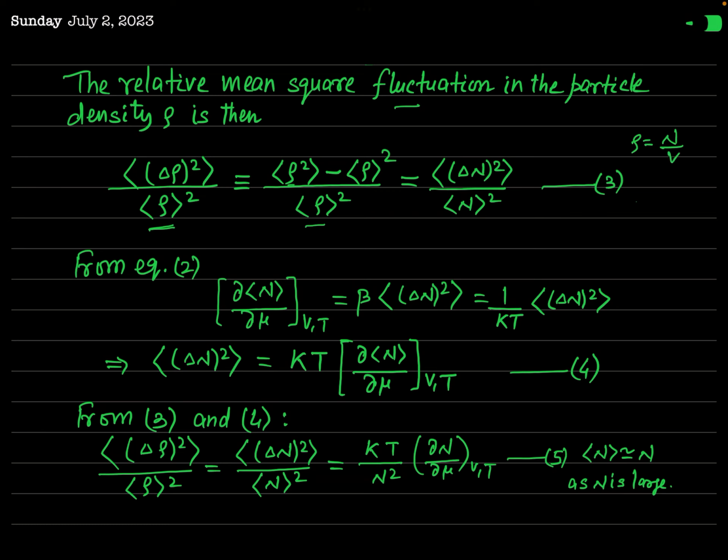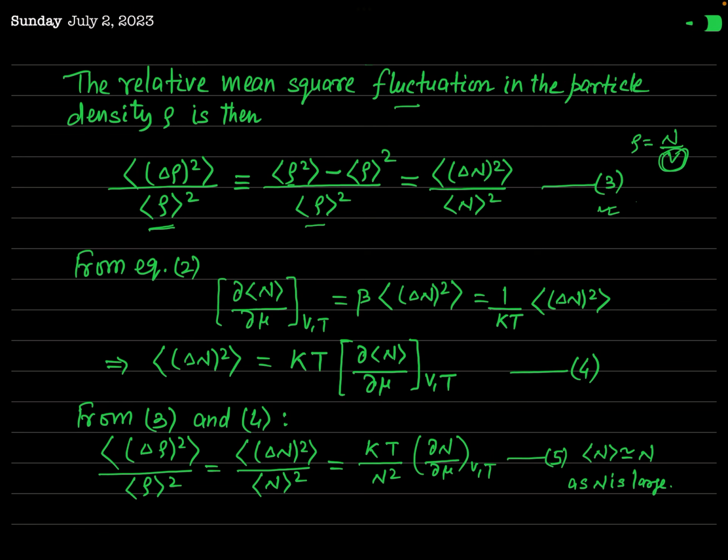So if in place of each rho we substitute n over v, then in numerator and in denominator this v will cancel out. And so in place of rho you can simply write n. So this will be simply equal to average value of delta n square over mean of n square. I think we have understood: rho can be replaced by n because this v will cancel out.